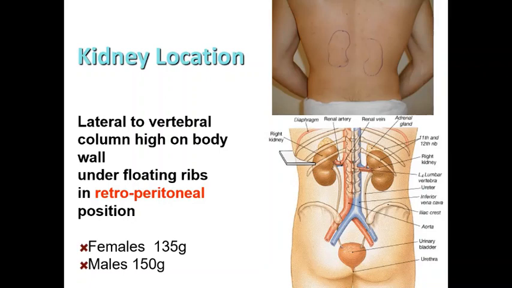On average, the kidneys are heavier in males as compared to females. In males, they can weigh about 150 grams. In females, they can weigh about 135 grams. So why are the kidneys heavier in men as compared to females? You know already that the volume of blood is more in men as compared to females. So you need to filter the blood.